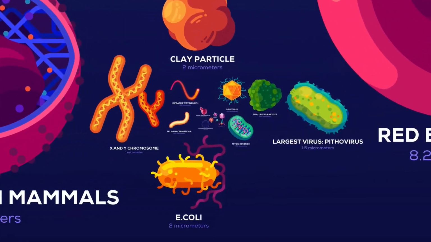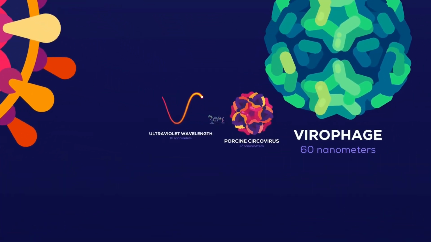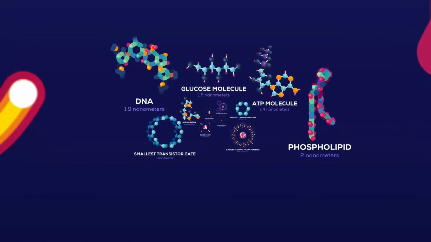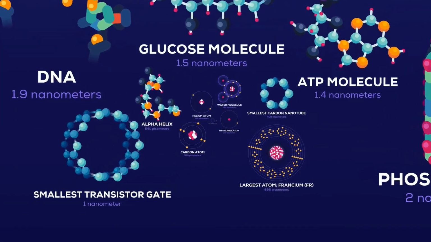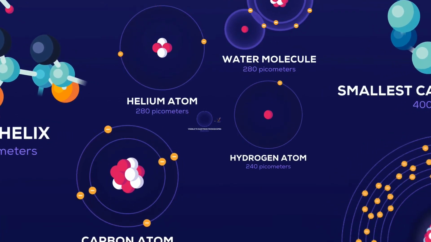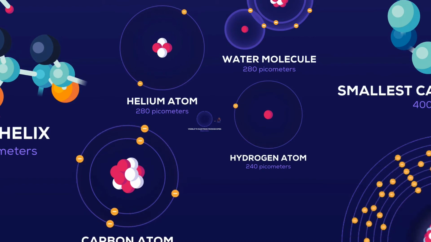And I'm still going smaller and smaller. I have viruses. I have wavelengths now popping up. And here, look, I have molecular structures, ATP, glucose, still getting smaller to here, to the hydrogen atom, helium atom, and the carbon atom. You can see that they're roughly in the picometer range.